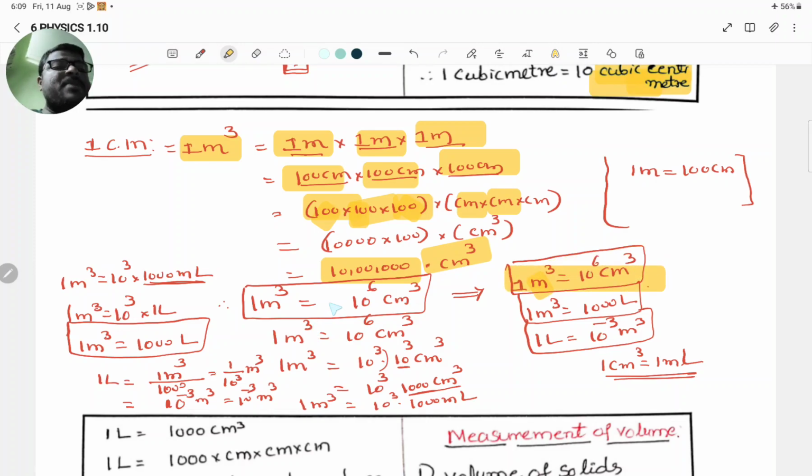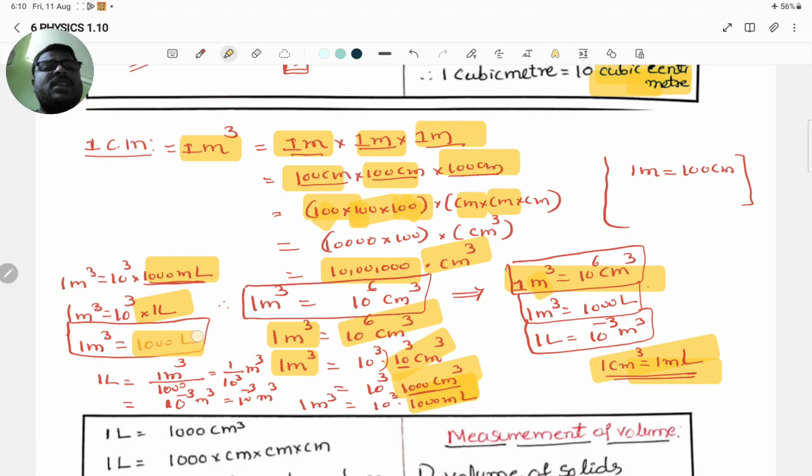Next I am taking this only: 1 meter cube is equal to 10 to the power of 6 centimeter cube. Instead of 10 to the power of 6, I am writing 10 to the power of 3 into 10 to the power of 3. 10 to the power of 3 centimeter cube is nothing but 10 to the power of 3 milliliter, because 1 centimeter cube is equal to 1 milliliter. So 1000 milliliter is nothing but 1 liter. That's why 1 meter cube is equal to 1000 liters. This is the second conversion.